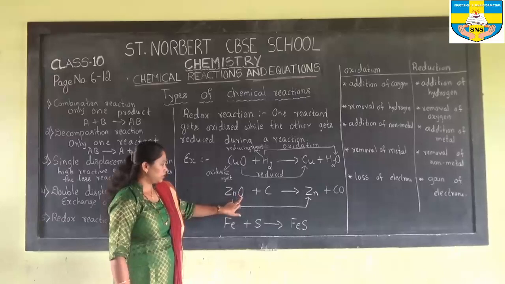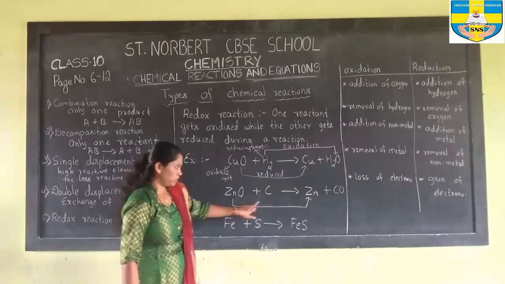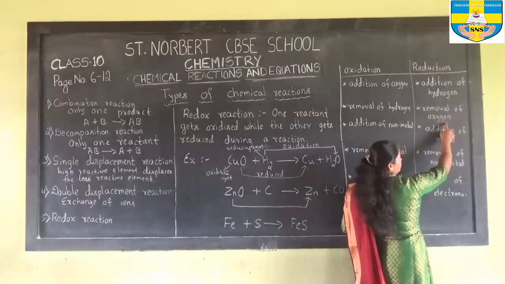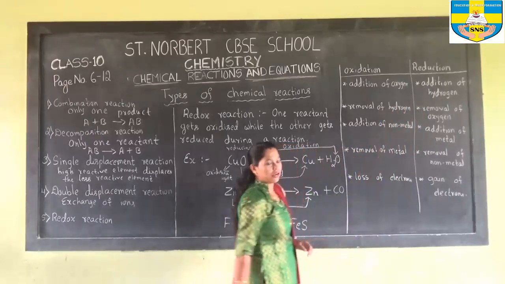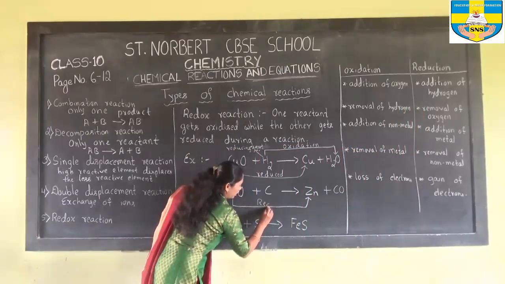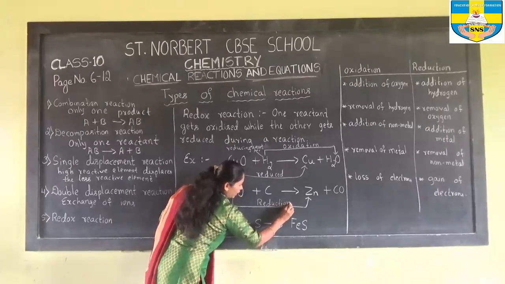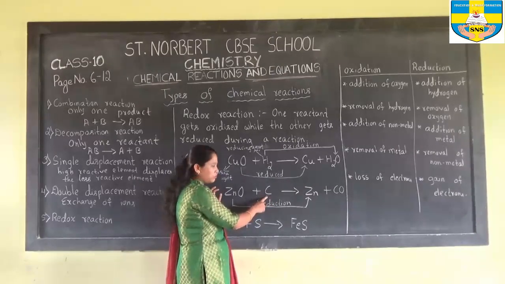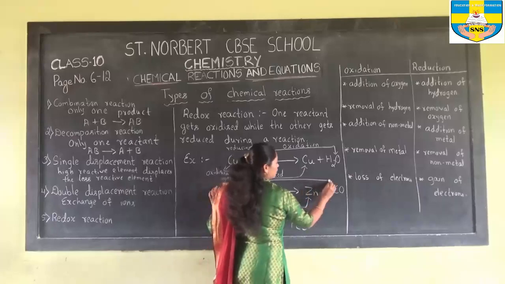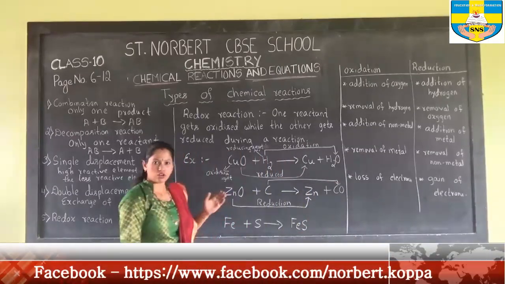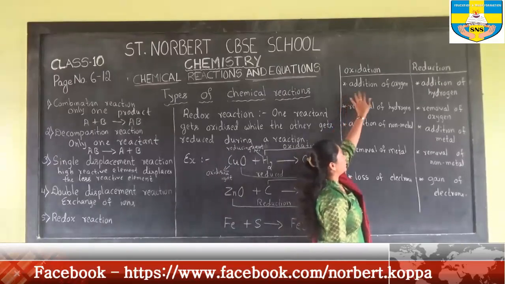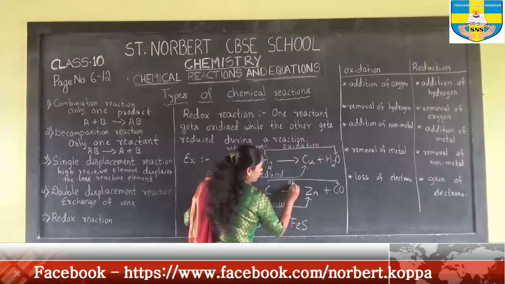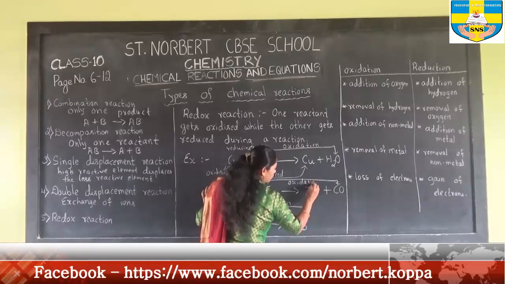From the ZnO there is a removal of oxygen, and it produces Zn. So observe in this, removal of oxygen means reduction. So this reaction is reduction. Now, which is the one more reactant? Carbon. Carbon is one more reactant. For the carbon, there is an addition of oxygen. Now see here, addition of oxygen comes under oxidation. So the carbon undergoes oxidation.